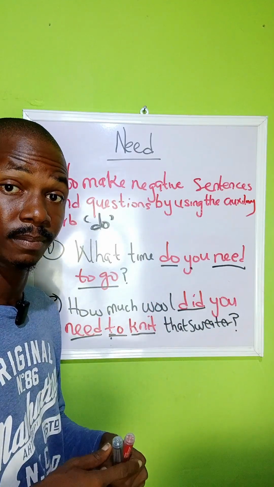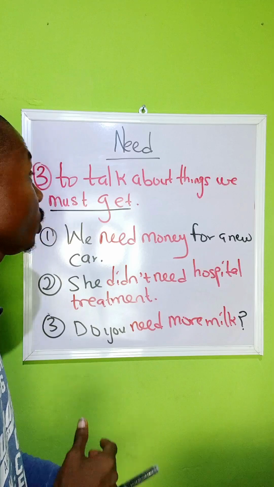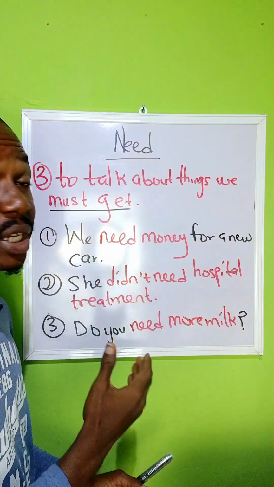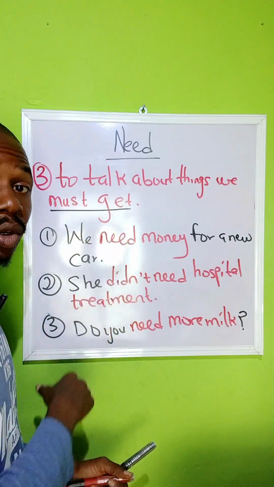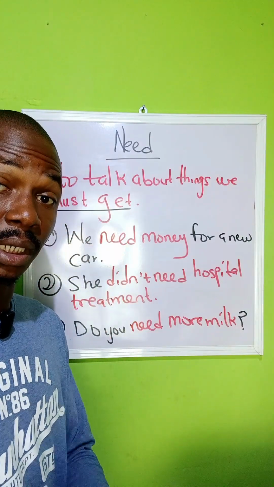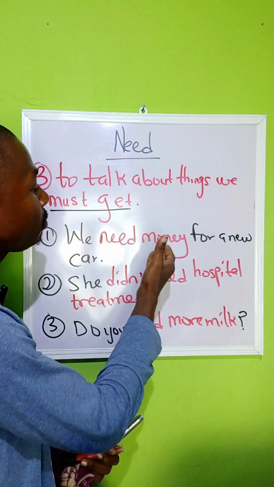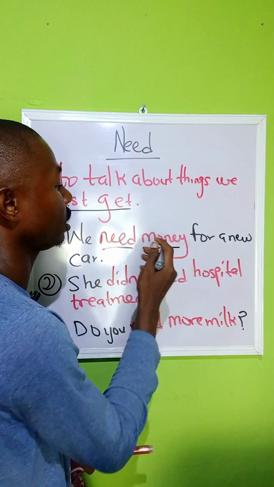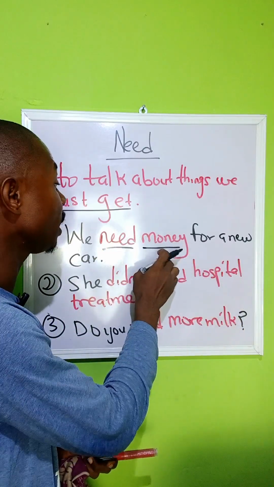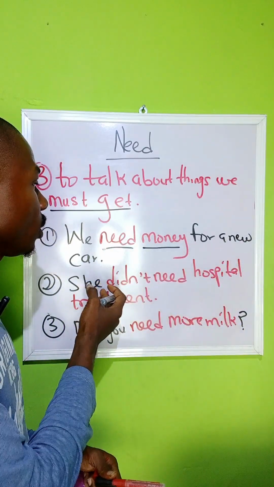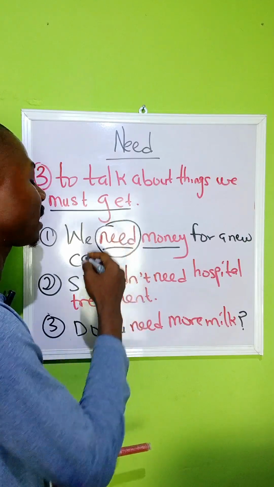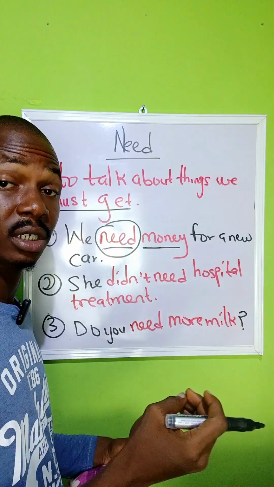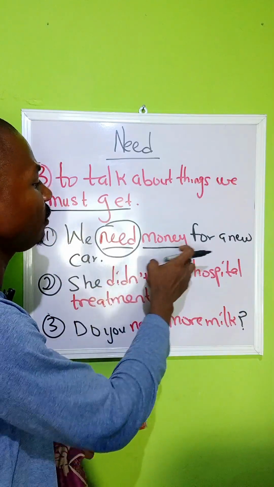Let's go to number 3. When do we use need? Number 3 is we use need to talk about things we must get. For example, we need money for a new car. So you can see here we have need money, things you must get. Here need is acting as the ordinary verb, or the main verb in this sentence. We need money for a new car.